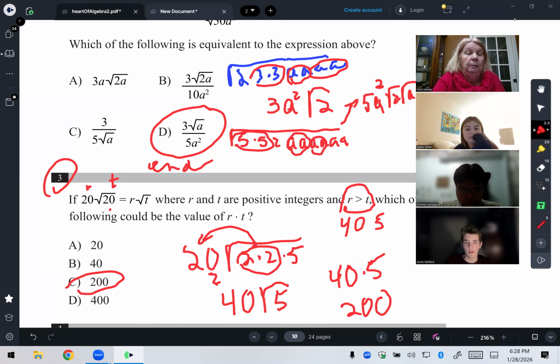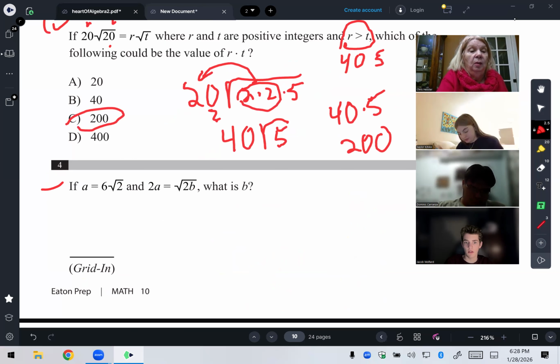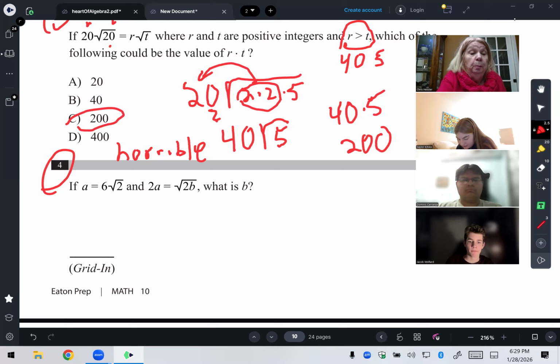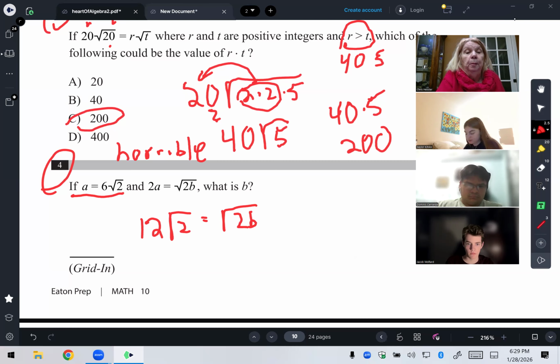Okay, this one is absolutely horrible. This is the worst thing in this packet. I don't know why we have it in here. It's not that bad. Yes it's bad. So I like to do it my way, and Jim likes to do it his way. My way is, look, A is 6 square root of 2. So 2A would be 12 square roots of 2, and that equals the square root of 2B. What she likes to do is take the 12 out front of the square root of 2 and put it under the radical as 144. So I'm getting a divorce.